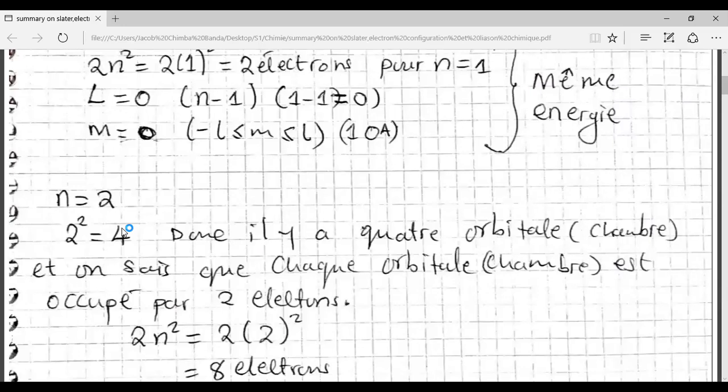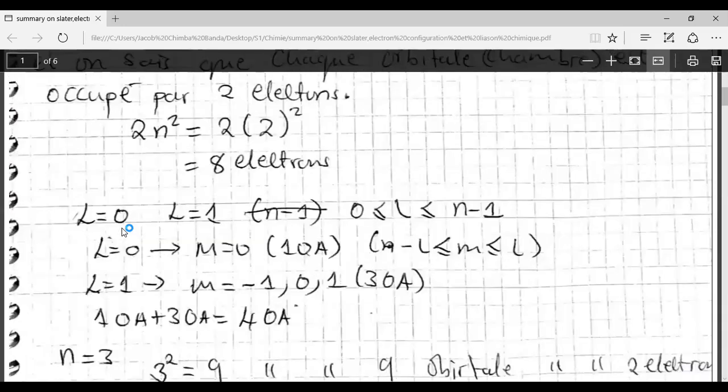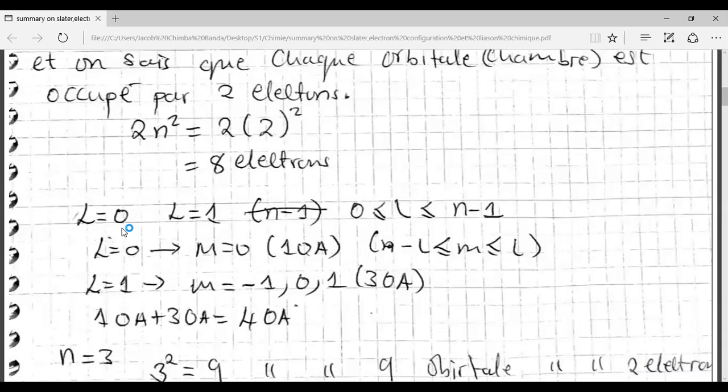So here, why am I saying that for polyelectronic atoms, the energy depends on N and depends on L? It depends on N in such a way that you are increasing the shell. So this one is evident, you are in shell 1, shell 2. Then for L, it is because here when you see, you have got 2 rooms.